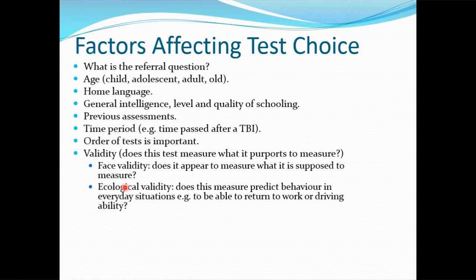And which tests you use depends on a number of questions. What is the referral question? You know, is it dementia? Is it for pre versus post morbid ability and so on? Is it a child or an adolescent or an adult? Because obviously there are different tests for different ages. What is the person's home language? If they are English first language speaking, then we have many tests that we can use. If they're not, then we tend to be limited. So think about that and find out beforehand what their home language is.